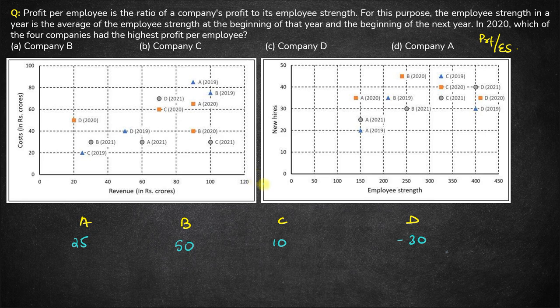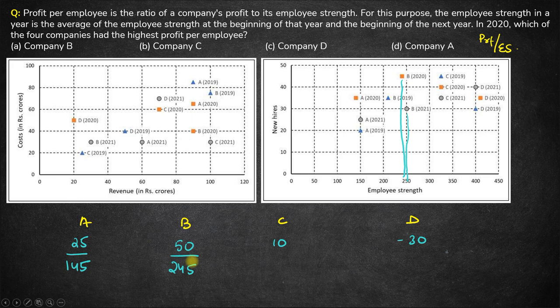And employee strength is the average of employee strength at the beginning of that year and the beginning of next year. So for example, employee strength for A will be the employee strength at the beginning of 2020, which is 140, and employee strength at the beginning of next year is 150. So the average of 140 and 150 comes out to be 145. So this is the ratio for A, right? Similarly for B, employees at the beginning of 2020 is 240 and at the beginning of 2021 is 250. So the average of 240 and 250 is 245.